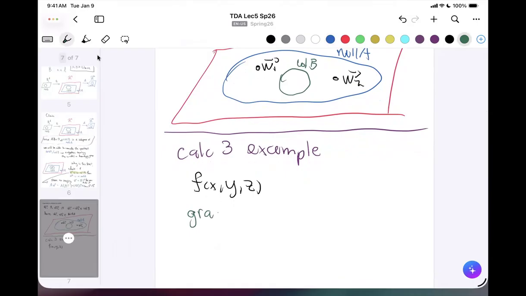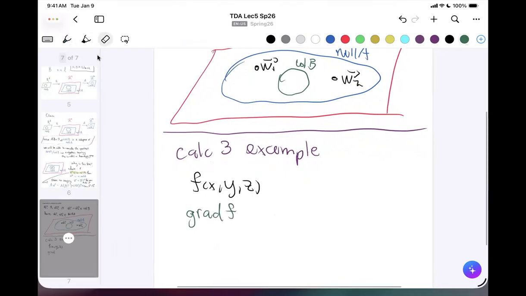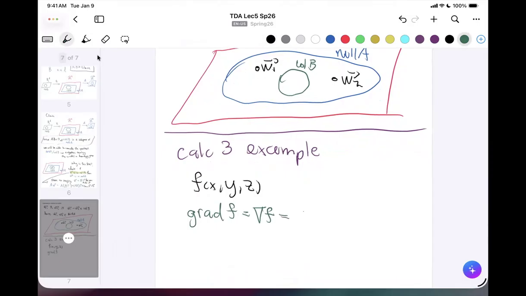The gradient of f, which you can write as grad f, or the other notation is nabla f. If you remember, or if not, I'll write down the formula again. You take the partial derivative with respect to x, the partial derivative with respect to y, and the partial derivative with respect to z.